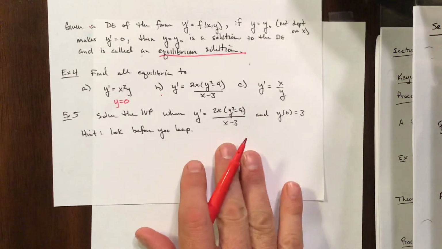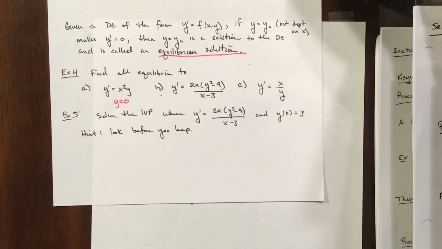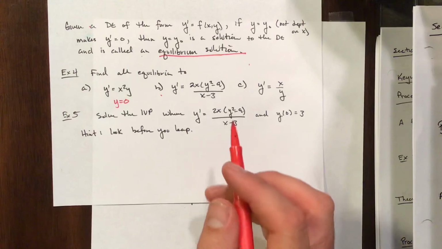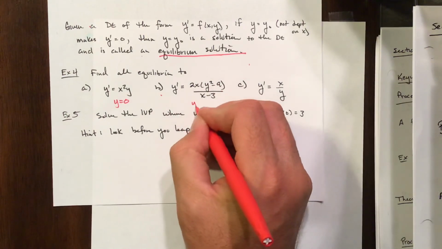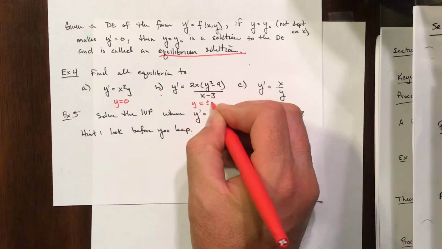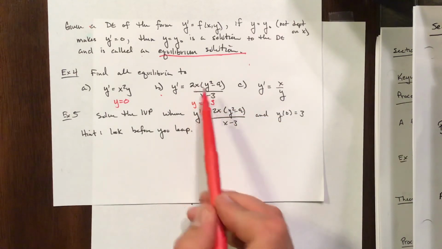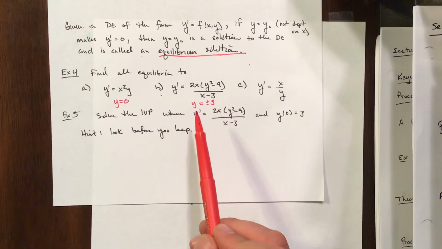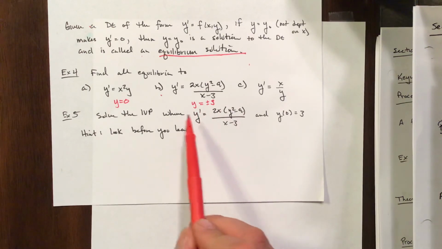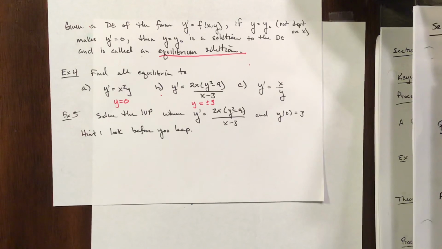Okay, what about b? y prime equals 2x times y squared minus 9 over x minus 3. Again, we're looking for values of y, not x, that make the differential equation equal to 0, or y prime equal to 0. So that's y equals plus 3 and minus 3. Okay, and we don't care that x equals 3 causes division by 0. We only care that 3 and negative 3 are the values of y that make y prime 0.